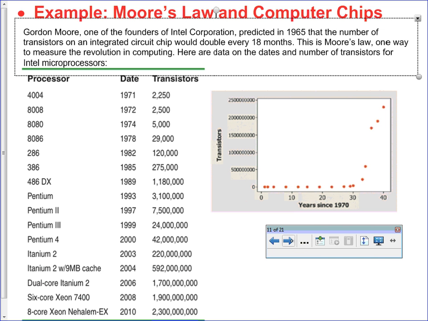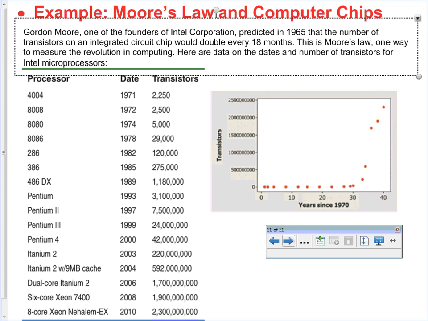Well, it turns out the guy was Gordon Moore, one of the founders of the Intel Corporation. And he predicted in 1965 that the number of transistors on an integrated circuit would double every 18 months. And this is Moore's Law, and it's famous. If you're a tech person, over the weekend they made a big deal about this.